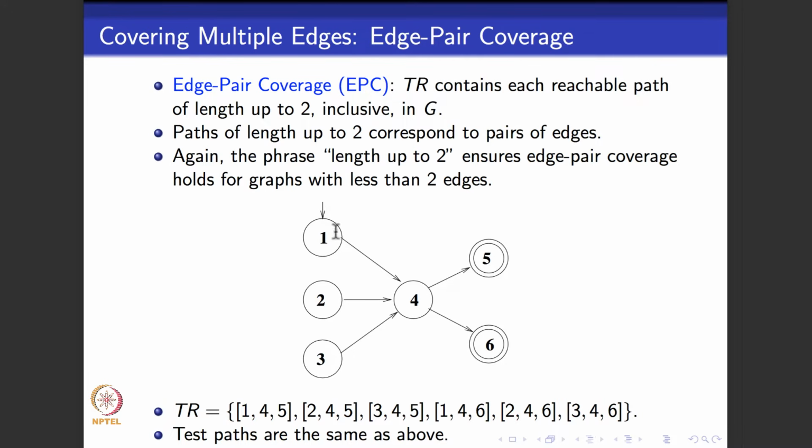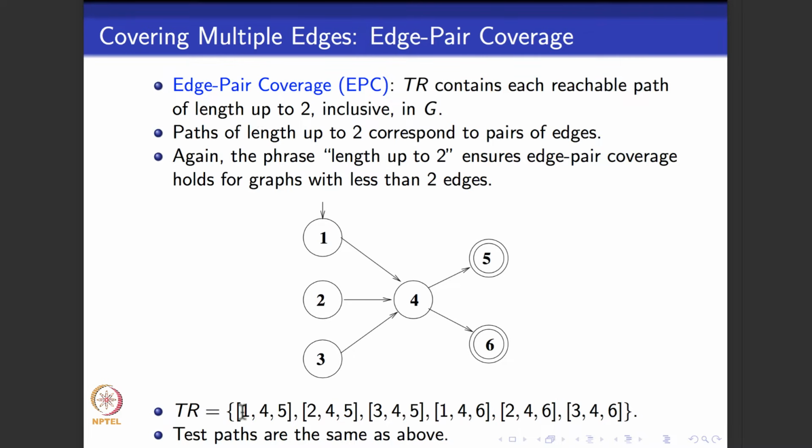So I start from 1, which is an initial vertex. 5 and 6 are final vertices. So I go from 1 to 4, 4 to 5. Here's a path of length 2, a pair of edges. Then I go from 1 to 4, 4 to 6, another pair of edges that are consecutive. 2, 4, 5, another pair of edges. 2, 4, 6, 3, 4, 5, 3, 4, 6. So my test requirement says you visit all these paths of length 2 exactly once, right?